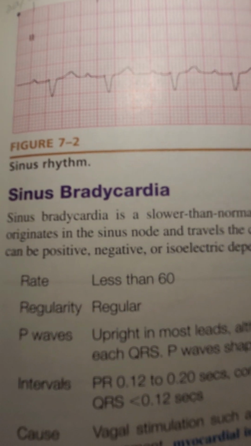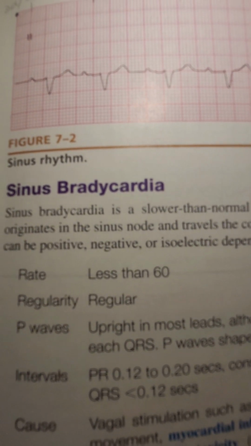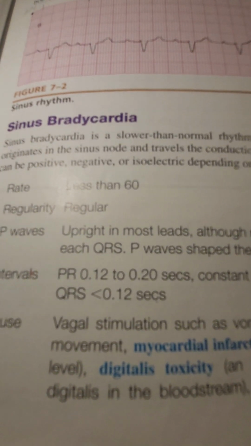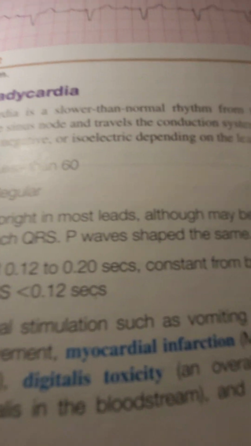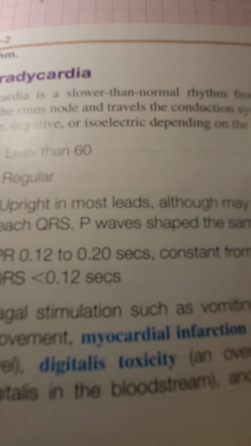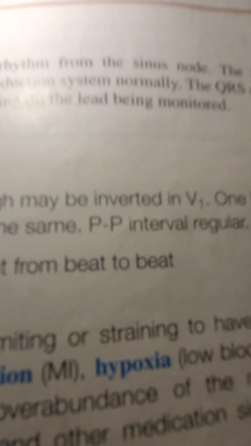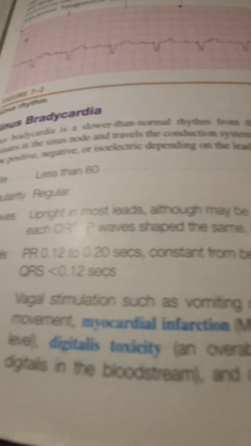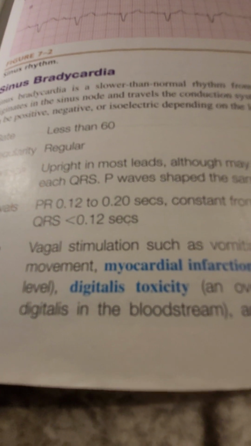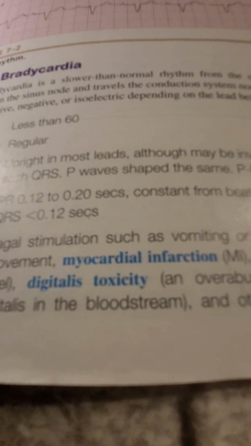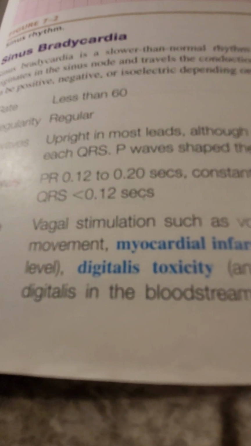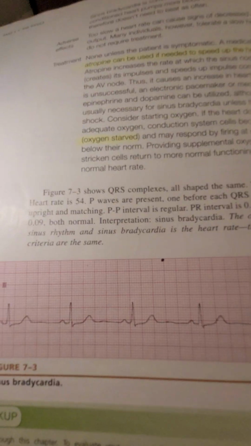Sinus brady, or sinus bradycardia. The beats are less than 60 beats per minute. The rhythm is regular. The P waves are upright in most leads, although they may be inverted in another lead. One P wave to each QRS. P waves are shaped the same. P to P interval is regular. The PR interval is 0.12 to 0.20 seconds, constant from beat to beat. The QRS itself is less than 0.12 seconds.